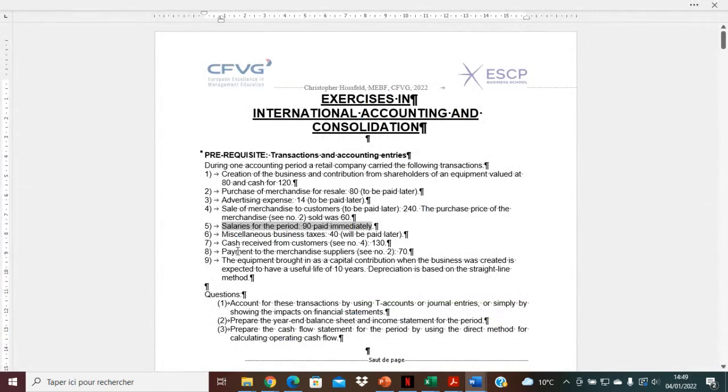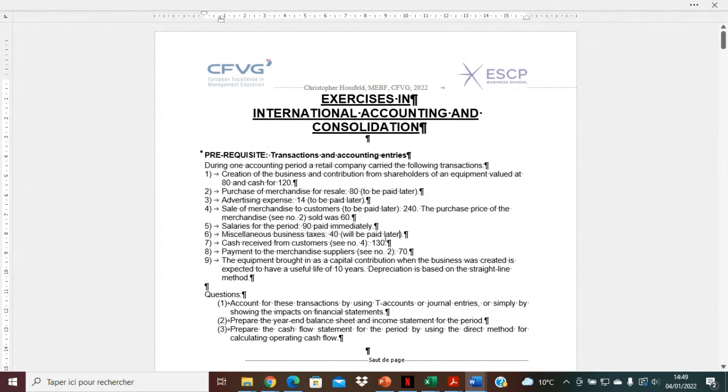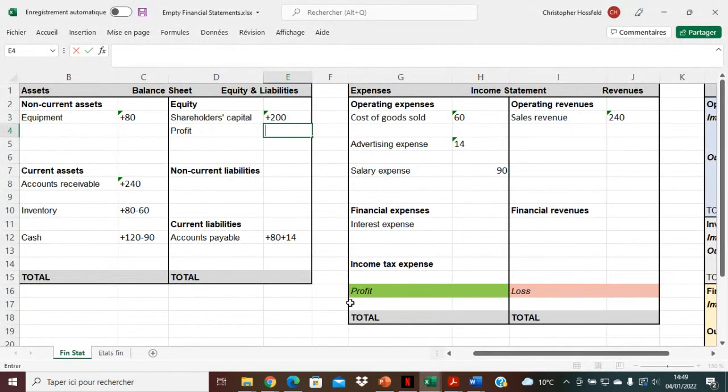Number 6, miscellaneous business taxes for 40, and they are not paid immediately, they will be paid later. So first of all, if I have to pay something but I don't pay immediately, it generates a liability. In our case, a tax payable or tax liability. And the amount of taxes that I owe is 40.